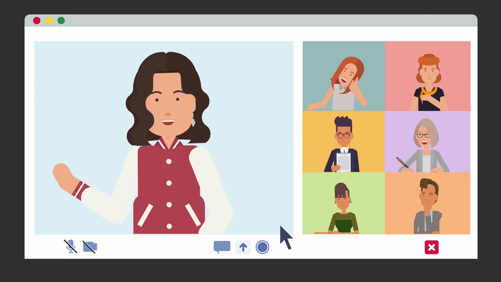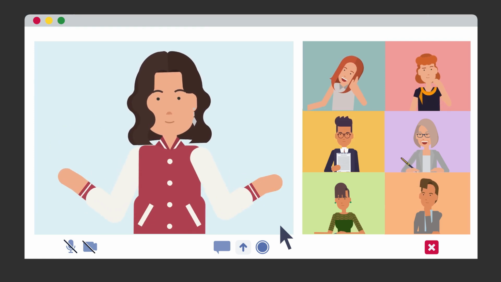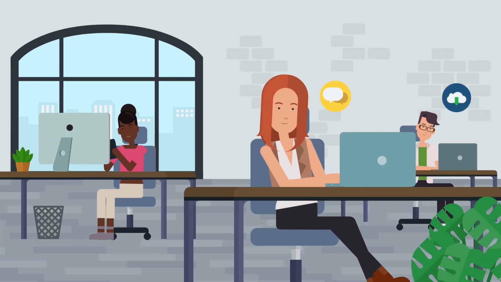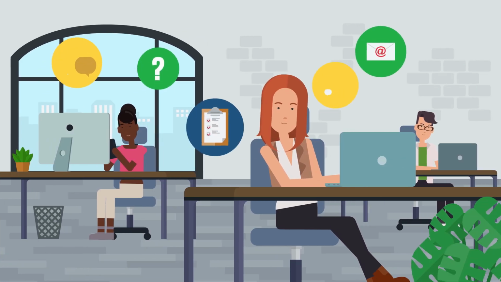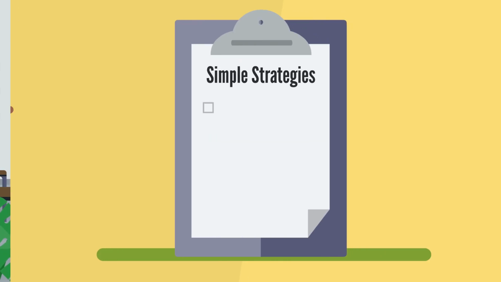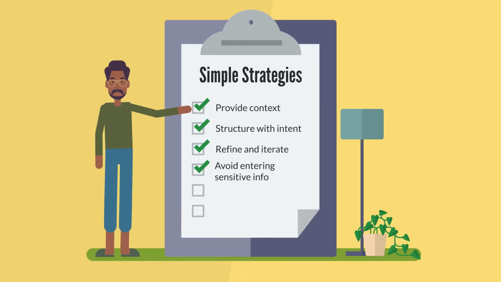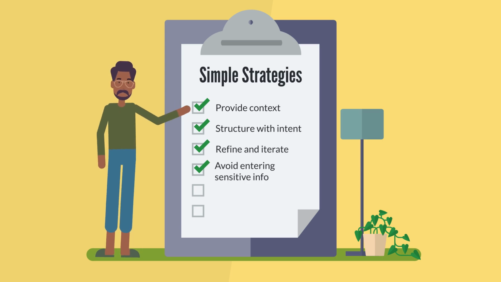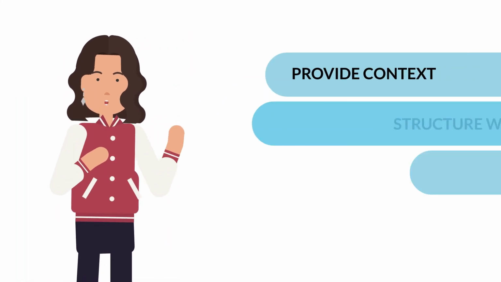This process is often called prompt engineering, or prompting for short. A prompt is simply the input you give to the AI tool, whether that's a question, an instruction, or even an example. By learning a few simple strategies, you can make your prompts clearer and more effective, while also protecting your privacy. The first strategy is to provide context.